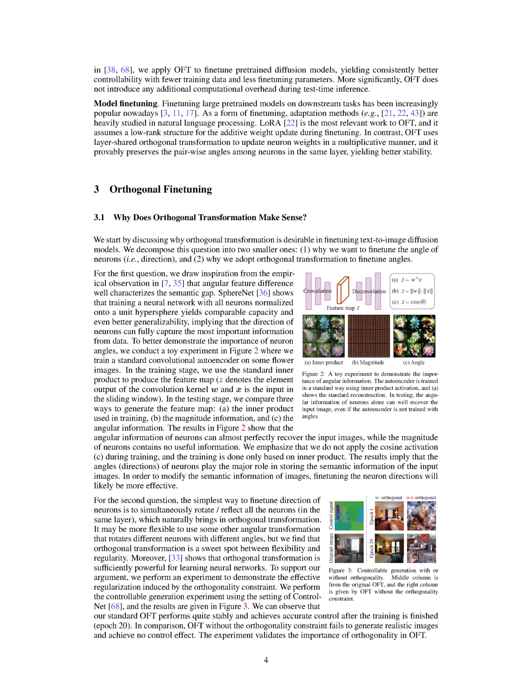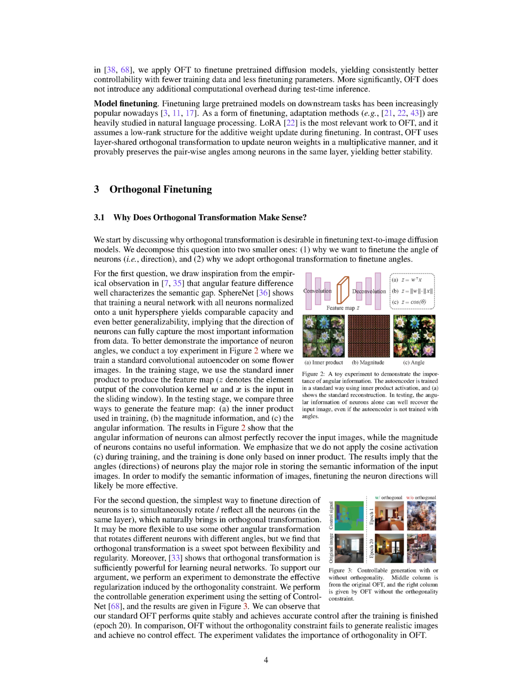This suggests that the direction of neurons is key in capturing crucial information from data. To further illustrate the significance of neuron directions, we run a small-scale experiment in which we train a standard convolutional autoencoder using a set of flower images. During training, we use the standard inner product to generate the feature map, where Z represents the output from the convolution kernel W in relation to the input X from the sliding window.